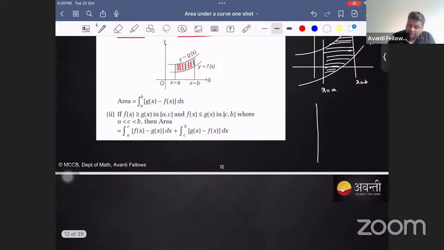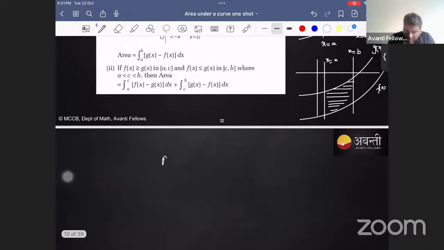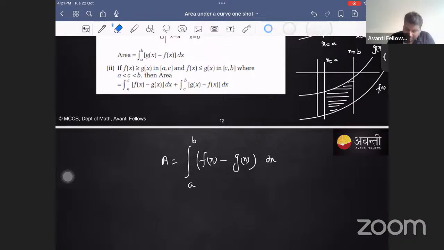All right. Even if the graph is something like this, when both the curves are below the x-axis, but still gx is above fx. This is x equals to a and this is x equals to b. So simply in all these cases, area will be what? From a to b, upper curve minus lower curve dx. Gx minus fx, it will be. Gx is above x-axis.